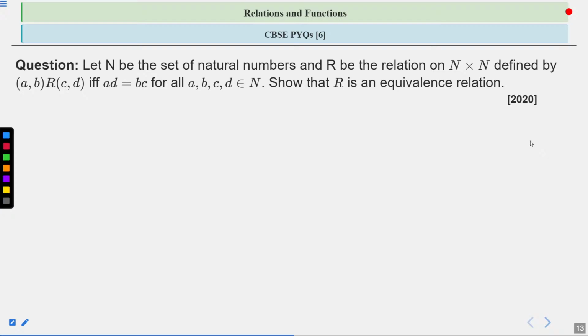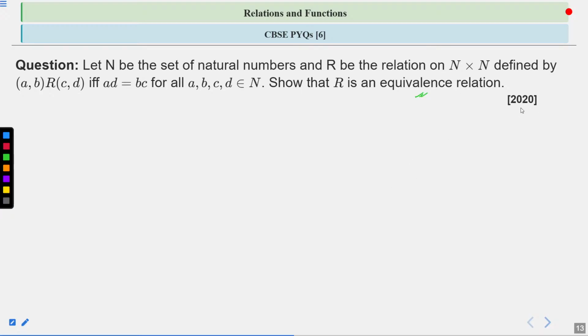This question says, let N be the set of natural numbers and R be the relation on N × N defined by (a, b) related to (c, d) if and only if ad is equal to bc, for all a, b, c, d belonging to natural numbers. Show that R is an equivalence relation. We basically have to show that R is an equivalence relation. Clear? So again I am discussing the conditions for equivalence relations.